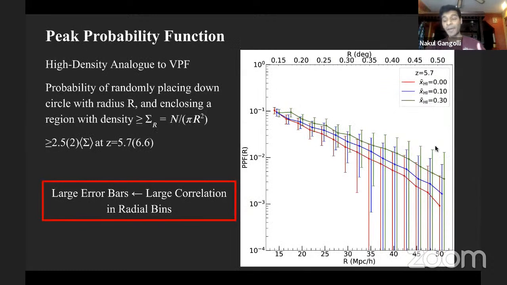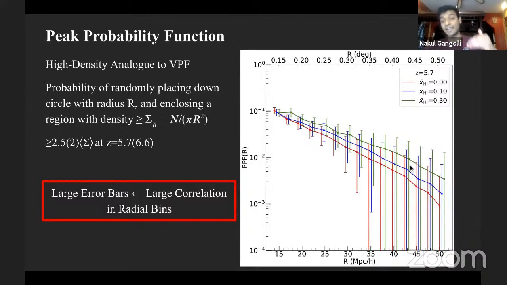And so while I talked about how adding neutral gas enhances the sizes of the voids, now what about what's happening to these high dense regions? Can we quantitatively explain what's happening there? And so what we do here is use the peak probability function, which is the high density analog to the VPF. It's the probability of randomly placing down a circle with radius r and enclosing a region with some density greater than a threshold density, which we set to be 2.5 times the mean LAE density at redshift 5.7 and 2 times the mean LAE surface density at redshift 6.6.